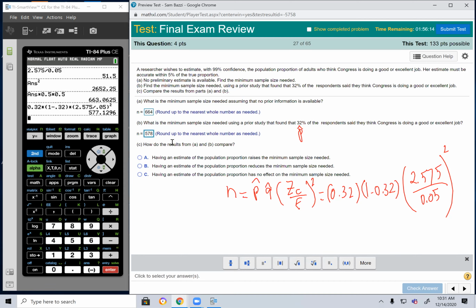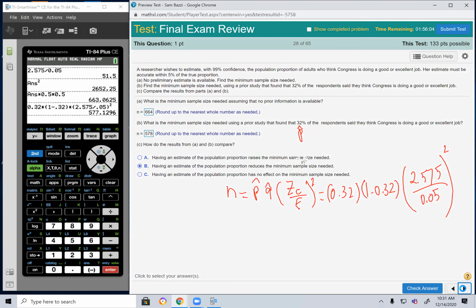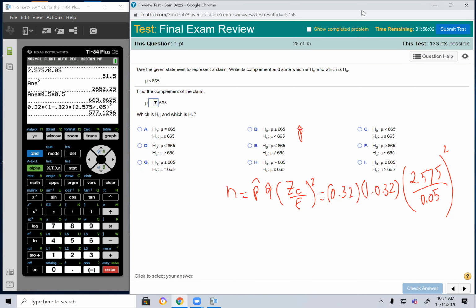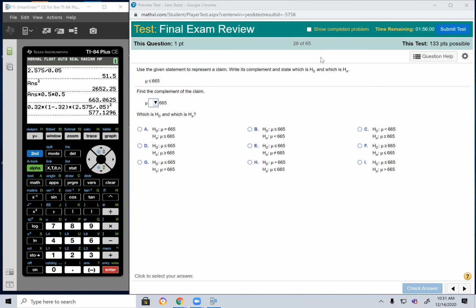Always, when you have an estimate, you need a smaller sample size. So it reduces, that's it, it's B. Having an estimate reduces the sample size. Clear? Okay.